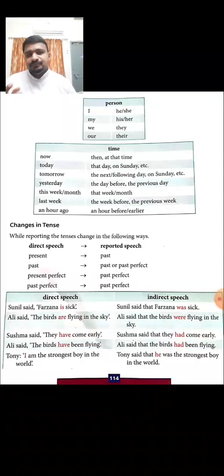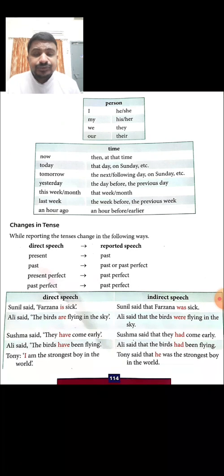Now, person. "I" will be changed into "he" or "she." "My" will be changed to "his" or "her." "We" would be changed into "they," and "our" would be changed into "their" in indirect speech. Whatever is given on the left side is the direct speech, and whatever is given on the right side is the indirect speech.